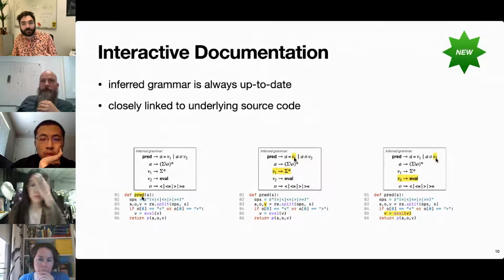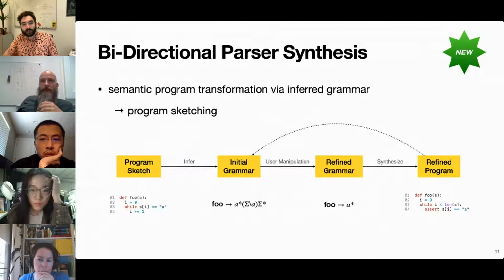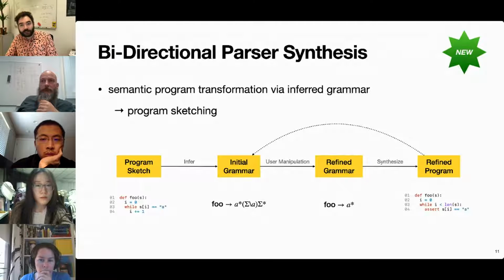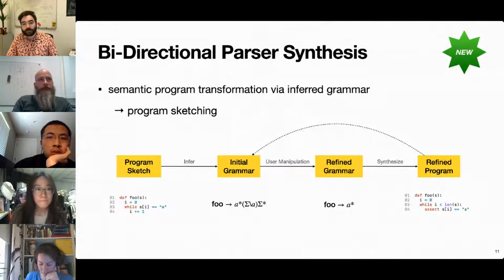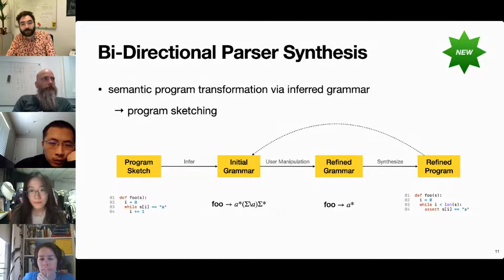Another new possibility would be bidirectional parser synthesis. When you combine this novel grammar inference with existing parser generation techniques, you can do semantic program transformation. For example, you could do grammar-based program sketching as illustrated here. You start out with an incomplete program, a sketch, and then use grammar inference to get some initial grammar that the user can then manipulate and refine just on the level of the grammar. And then the refined grammar can be synthesized into a refined program.